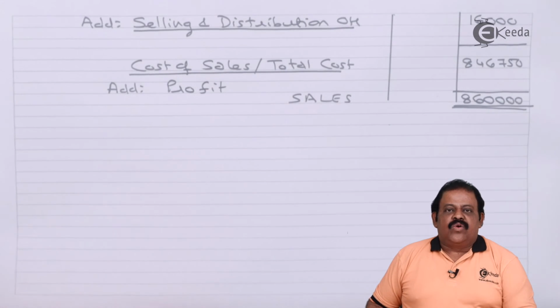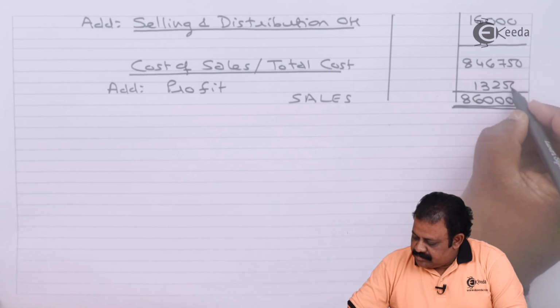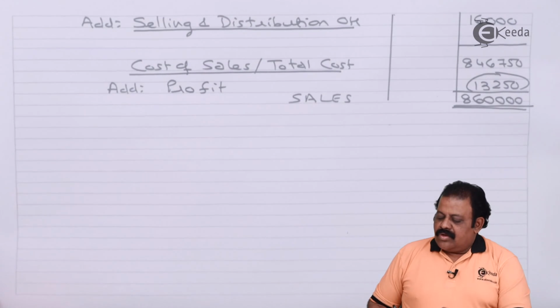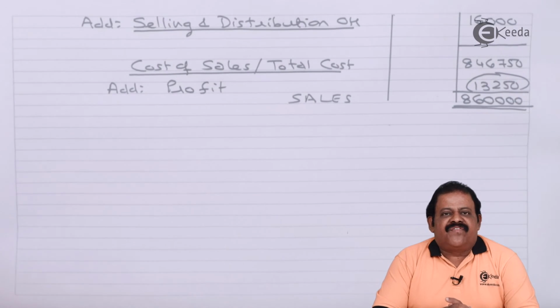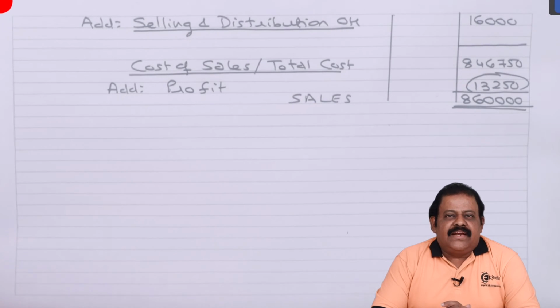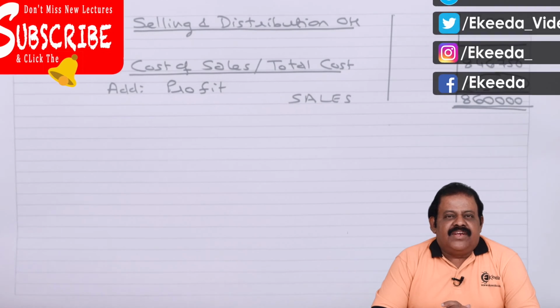From sales we will deduct total cost. So we got the balancing figure of profit 13,250. So in this question we have learned how to give effect to three types of stocks in the cost sheet: raw material, work in progress and finished goods.